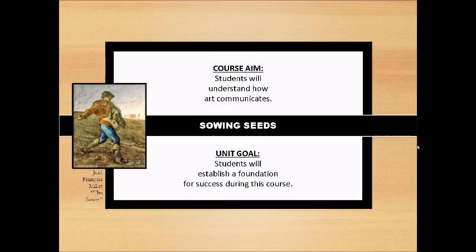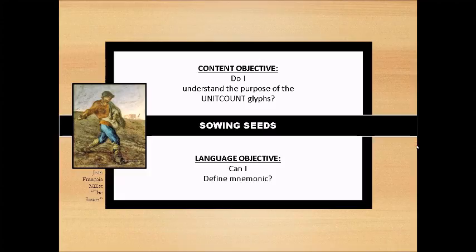The course aim stays the same. We are still trying to deepen our understanding of how art communicates. The unit goal is to establish foundation for success during this course. The content objective for today is for you to understand the purpose of the unit count glyphs. The language objective is for you to be able to define mnemonic.